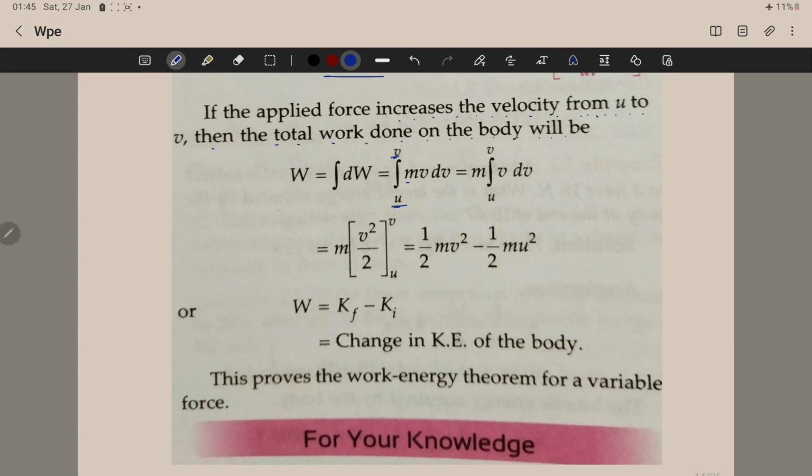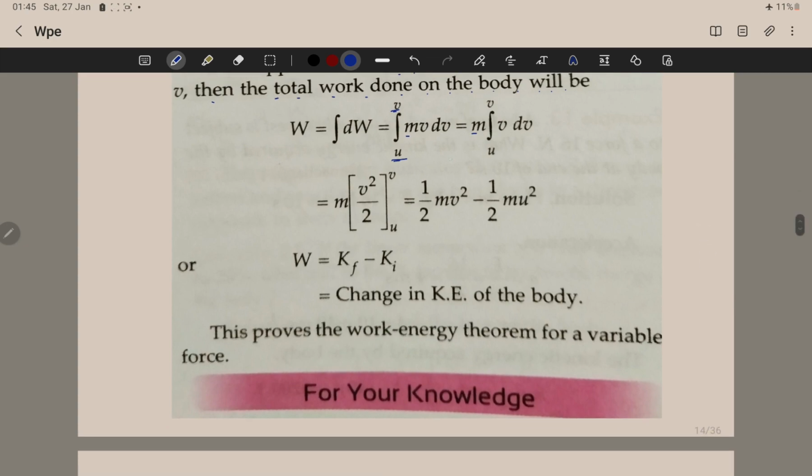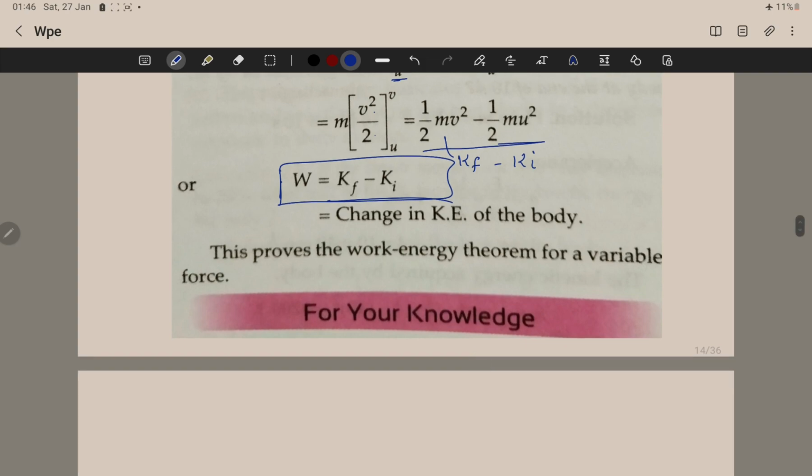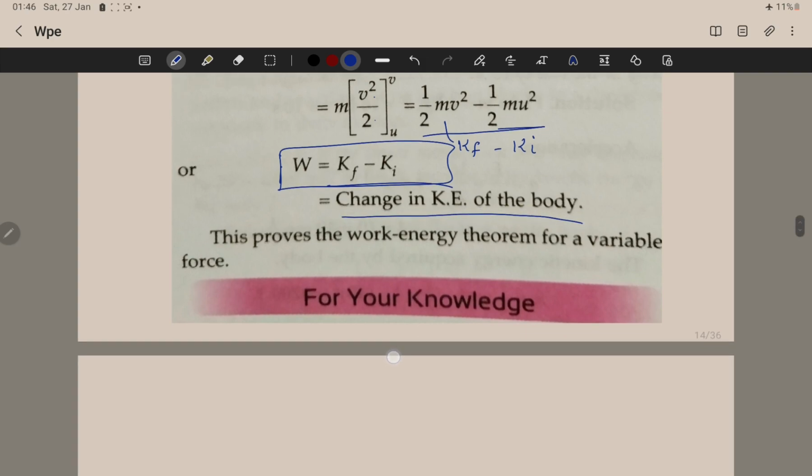Mass is constant, we take it common, and then we integrate v to get v square by 2. Then we apply the limits, so this becomes the final kinetic energy minus initial kinetic energy. So from here we prove this theorem that work is equal to final kinetic energy minus initial kinetic energy. So the change in kinetic energy of the body equals the work. This proves the work energy theorem for a variable force.